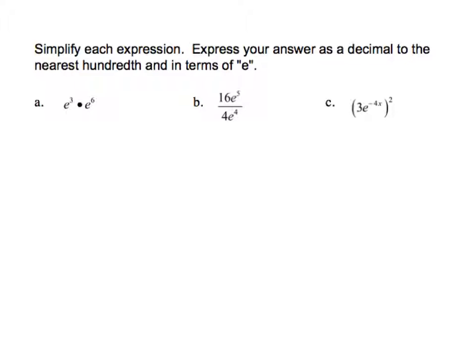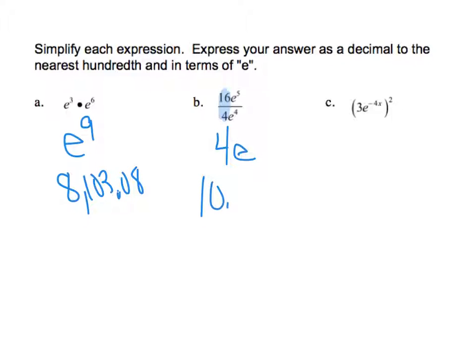So if we have e to the third times e to the sixth, our base stays the same, and we add our exponents to get e to the ninth. If we put that into our calculator, if we did second function ln, and we get e to the x, if we put e to the ninth power in there, that is 8,103.08. If we did 16e to the fifth divided by 4e to the fourth, if we simplify 16 over 4, we get 4. E to the fifth over e to the fourth is just e, or e to the first. If we calculated that out with that decimal value for e, we would get roughly 10.87.